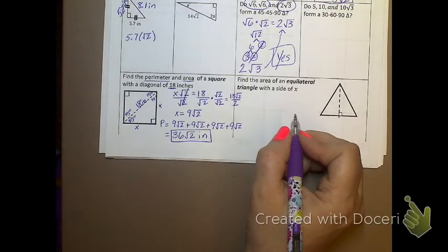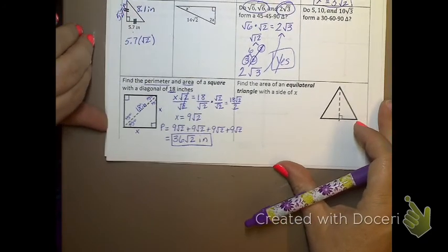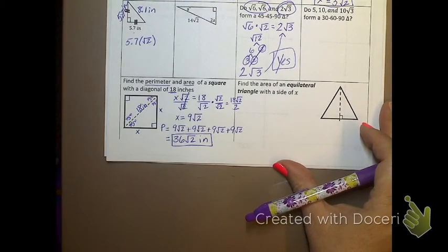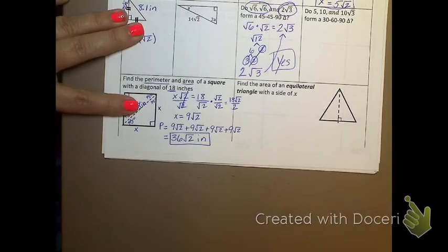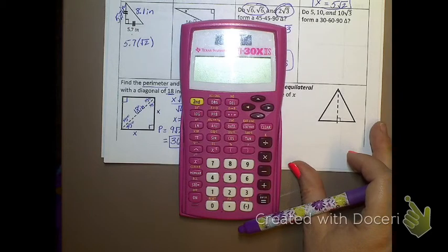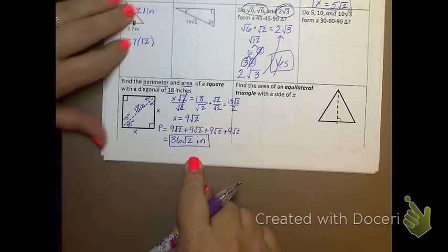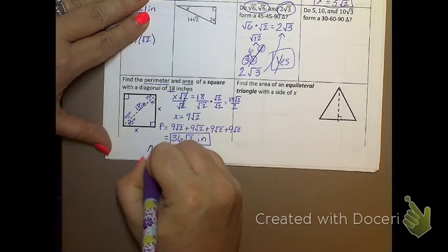Okay, questions there? If you plug that into a calculator with all the 9 radical 2s, would that work? Good question. Some calculators you can. Many calculators, as soon as you plug in a radical, are going to give you a decimal. Some of them will maintain that radical form. Other ones will go to decimal. So you just got to add the front numbers and then leave the radical. Okay? All right, let's do the area.